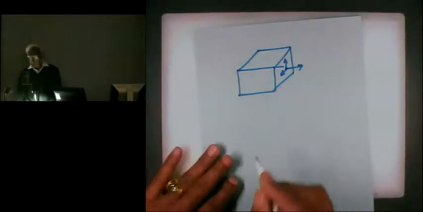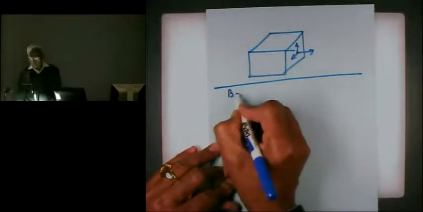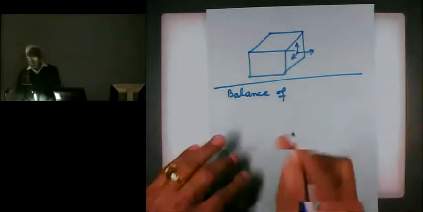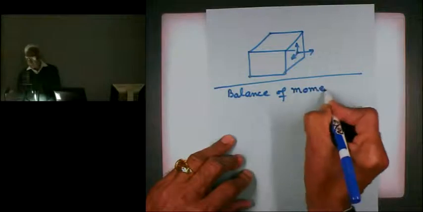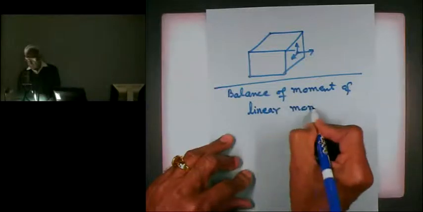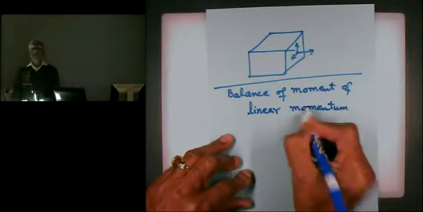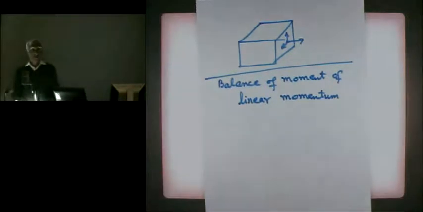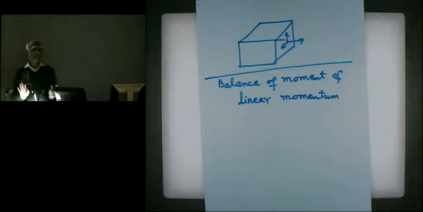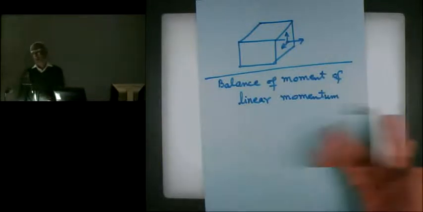So now what we are going to do is use balance of moment of momentum. It's the same thing, but done differently. Now, some books might call it balance of angular momentum, but this is really not angular momentum because nothing is rotating. Remember, we have only three translational degrees of freedom for a particle. We don't have any rotational degrees of freedom for a particle. So the particles are not rotating. So that's why I'm going to say moment of linear momentum.